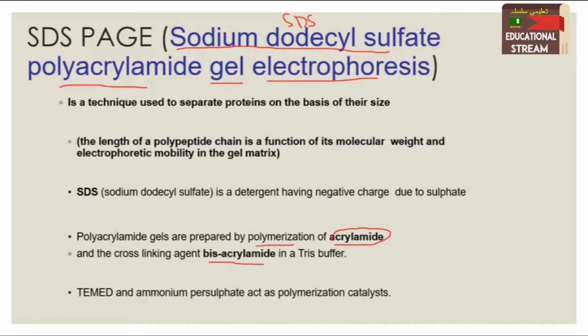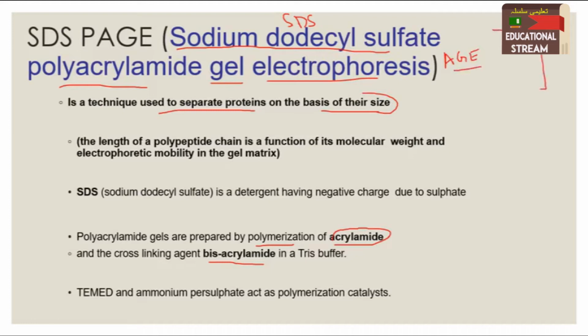Therefore this is known as polyacrylamide, and we use the same kind of current supply that we provided in the agarose gel electrophoresis. Therefore it is known as an electrophoresis technique, and this technique is mostly used to separate proteins on the basis of their size, just like we performed the agarose gel electrophoresis in which we said that DNA is separated on the basis of size.